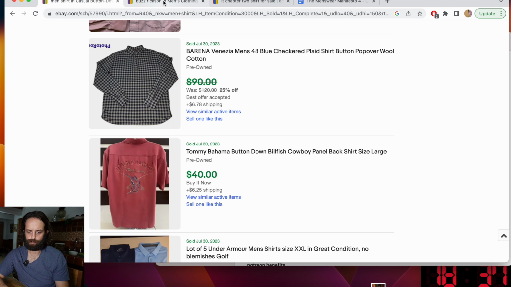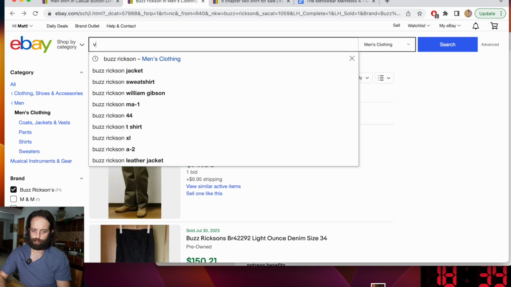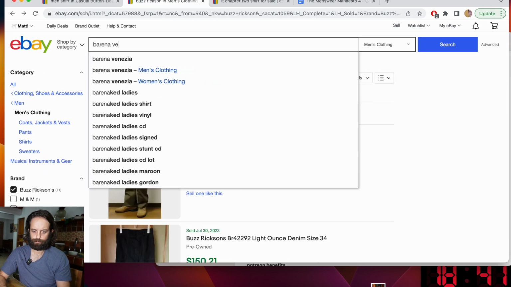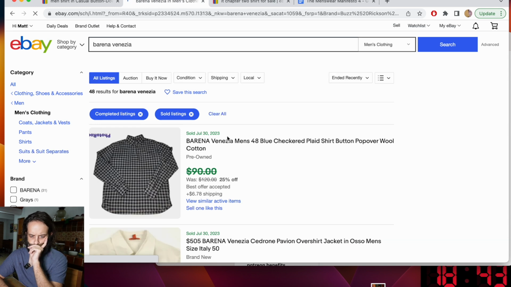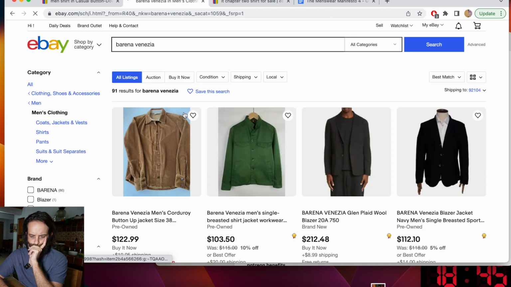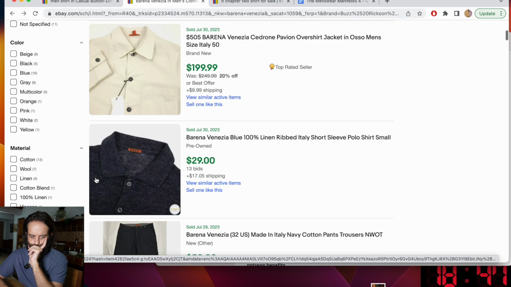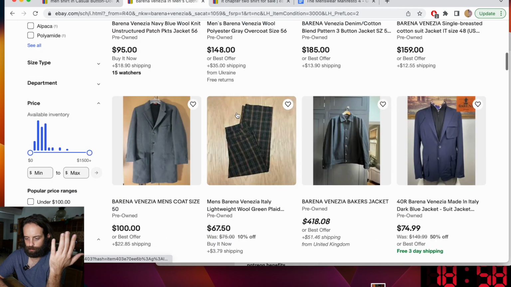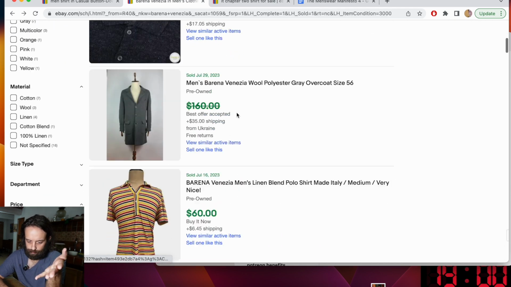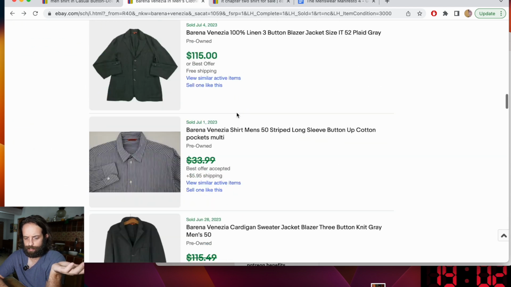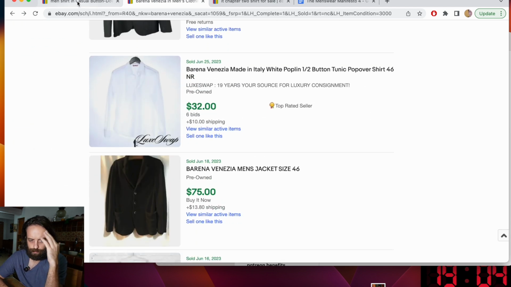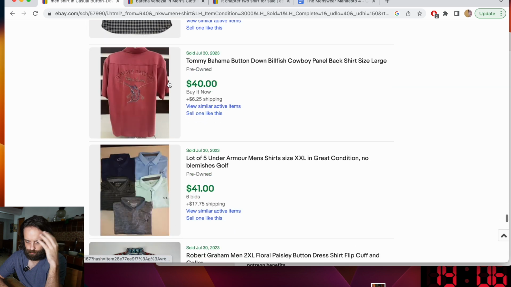Barina Venezia. That's promising. Sell-through is not quite there. That's a solid brand, though. I mean, look at these numbers. So many brands like this, where sell-through is so-so. Prices are decent.